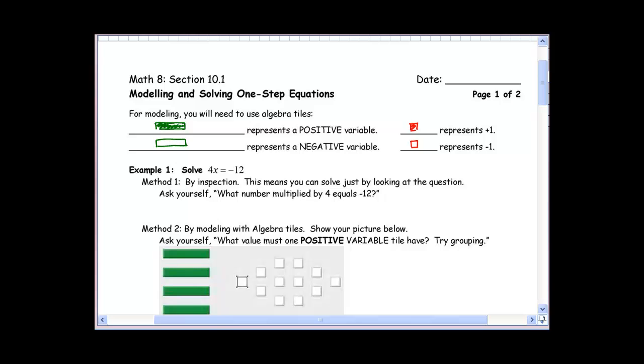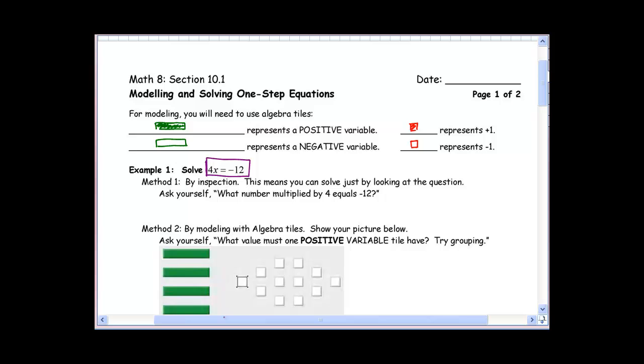And here's our first example. It says solve 4x equals -12. So 4x means 4 times a particular number that we don't know, equals -12. So I'm going to show you 3 methods, okay? First one is called by inspection. That just means you can solve it by looking at the question.